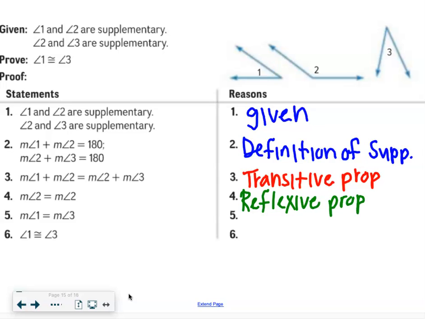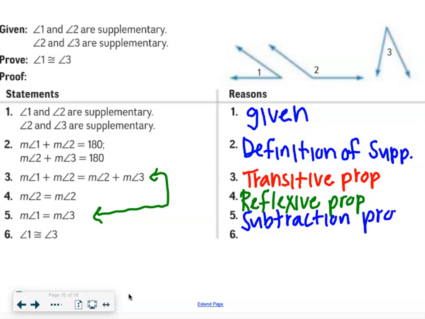Where's the word subtract? Okay, now I lied. How do you jump from 3 to 5? What happened to our angle 2 on both sides? We subtracted it. So a subtraction property. And then what's happening from 5 to 6? We're just putting the squiggle on top, so definition of congruence.